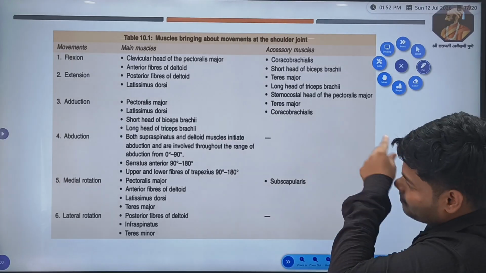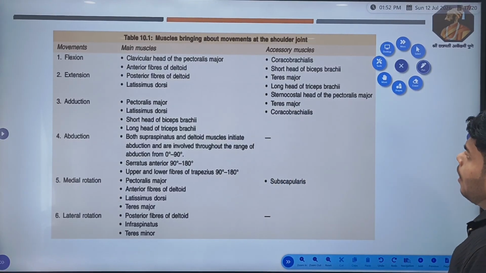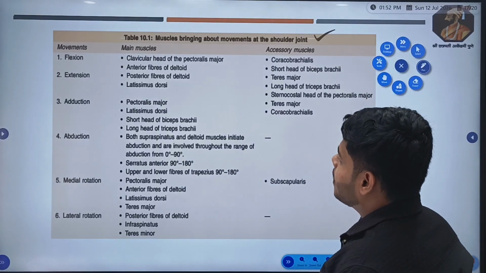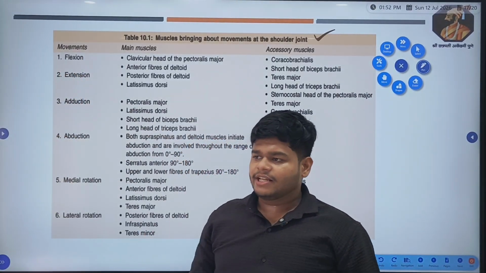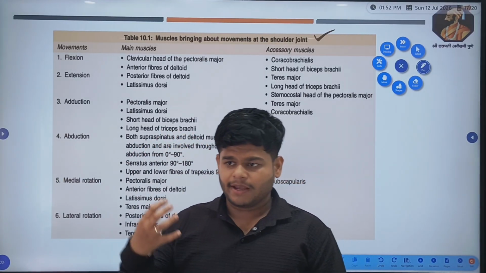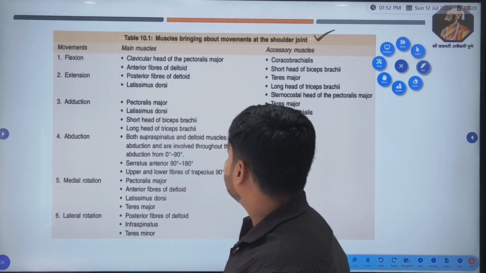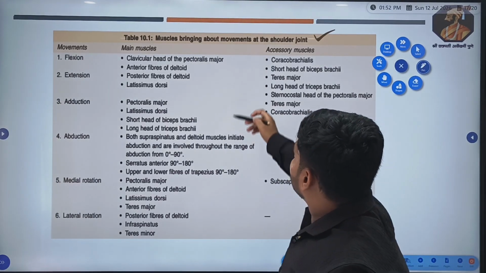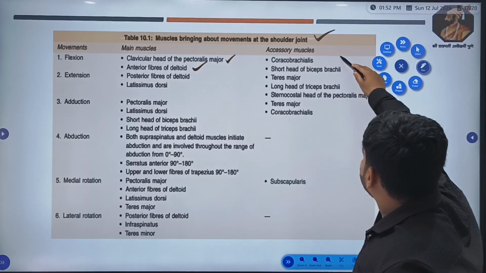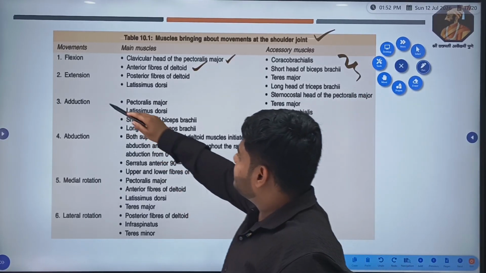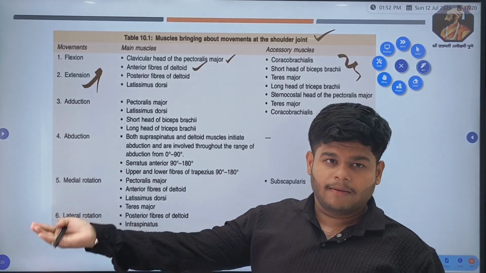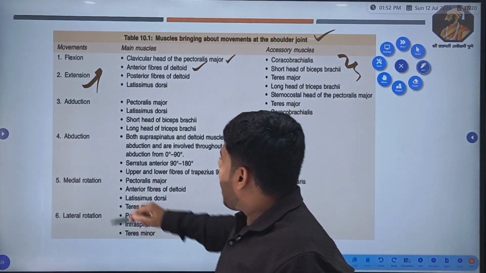Now this is a table which I have brought from the textbook. Now see the muscles bringing about the movements of the shoulder joint. Flexion. Flexion means making it closer. Making your arm closer is called flexion. So the main muscles are the clavicular head of pectoralis major and anterior fibers of deltoid, and these are the accessory muscles. Extension means increasing the angle of the arm.